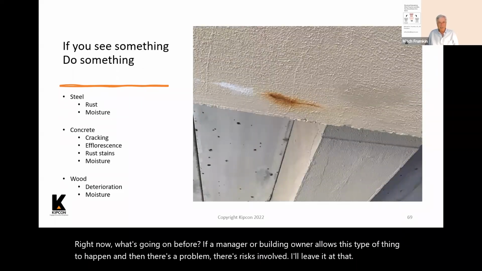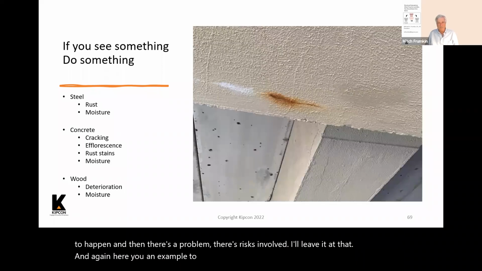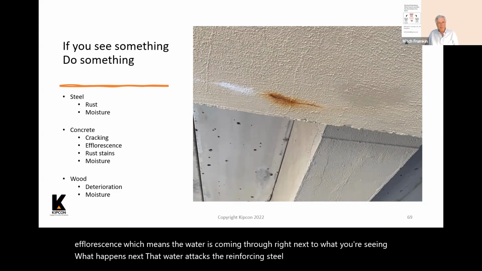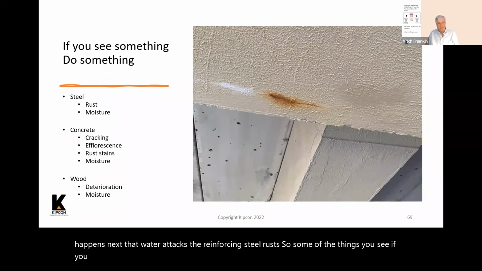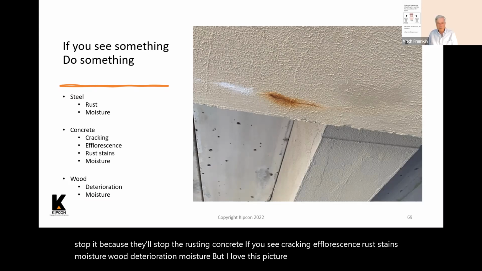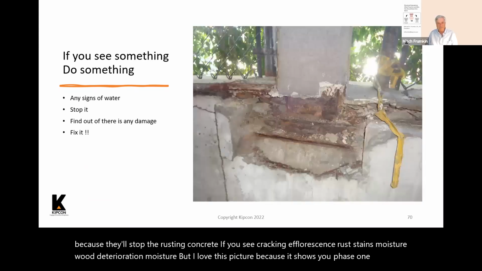And again, here you see an example. To the left, I love this picture because you're seeing efflorescence, which means the water's coming through. Right next to it, you're seeing what happens next. That water attacks the reinforcing steel and it rusts. So if you see something, do something. In steel: rust or moisture. If you see moisture, stop it because it'll stop the rusting. Concrete: if you see cracking, efflorescence, rust stains, moisture. Wood: deterioration, moisture. But I love this picture because it shows you phase 1 and phase 2 of progressive deterioration.